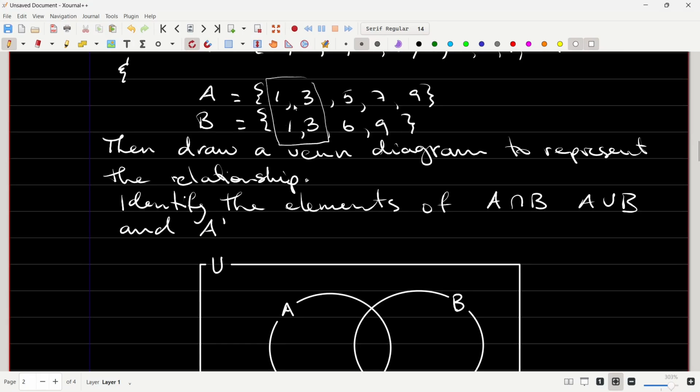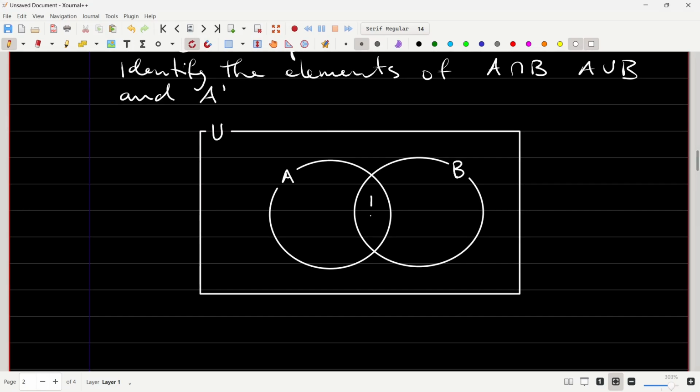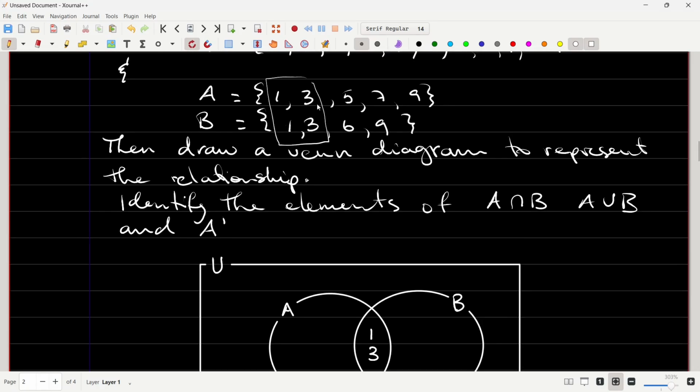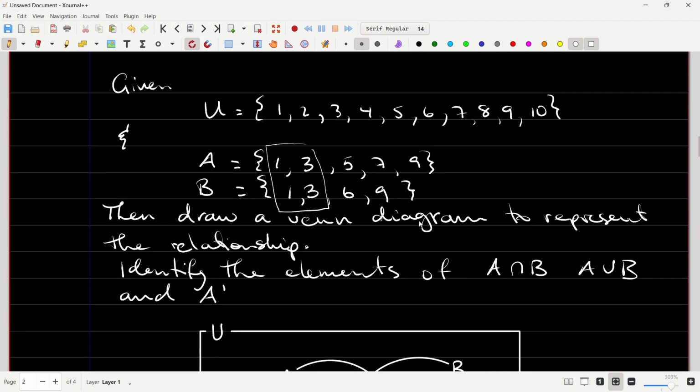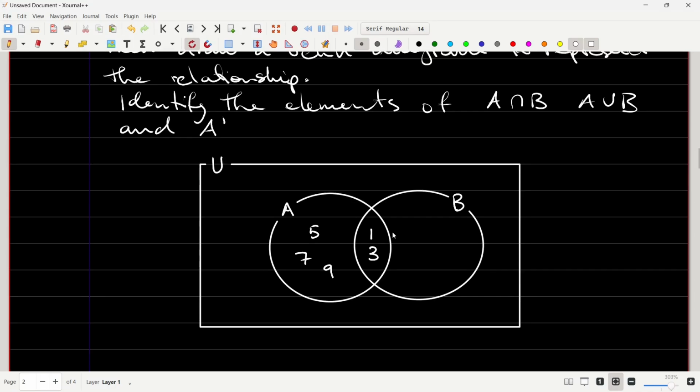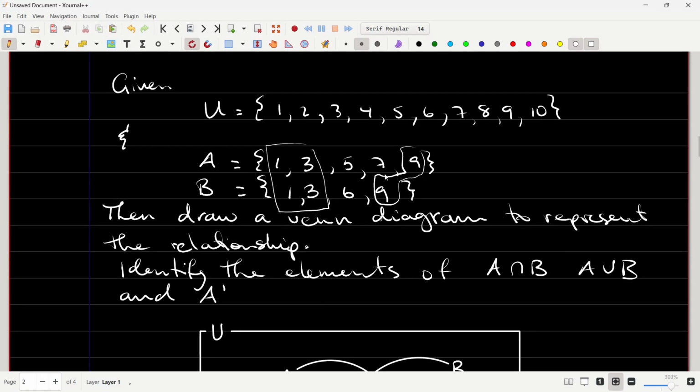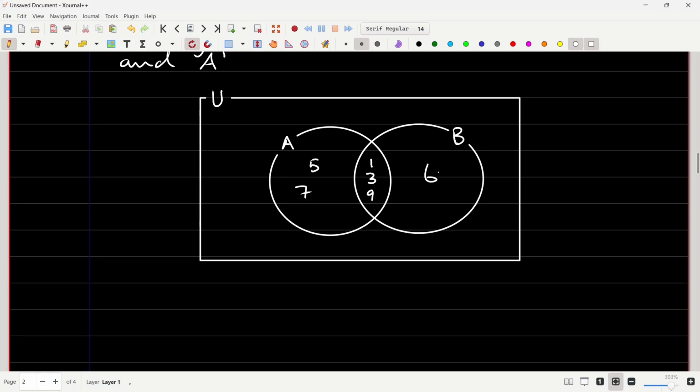First, we fill the common region with 1 and 3. Then we fill the elements that belong in A, but nothing else, 5, 7, 9. Then the elements that belong to B only, 6 and 9. Oopsie, 9 is also in common to both of them. So that means I need to change this from here to 1, 3, 9. And then I need to put 6 over here.